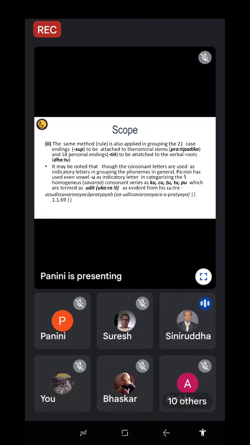So that's why here you have ku, chu, tu, tu, pu, meaning kavarga, chavarga, tavarga. They are called so because u is an it. That's why it is udit. Ukara is ut, meaning again taparat. So only when ta is added, it becomes the same vowel, short vowel, udit, ukara it, as evident from his sutra: Anudit savarnasya cha pratyaya.